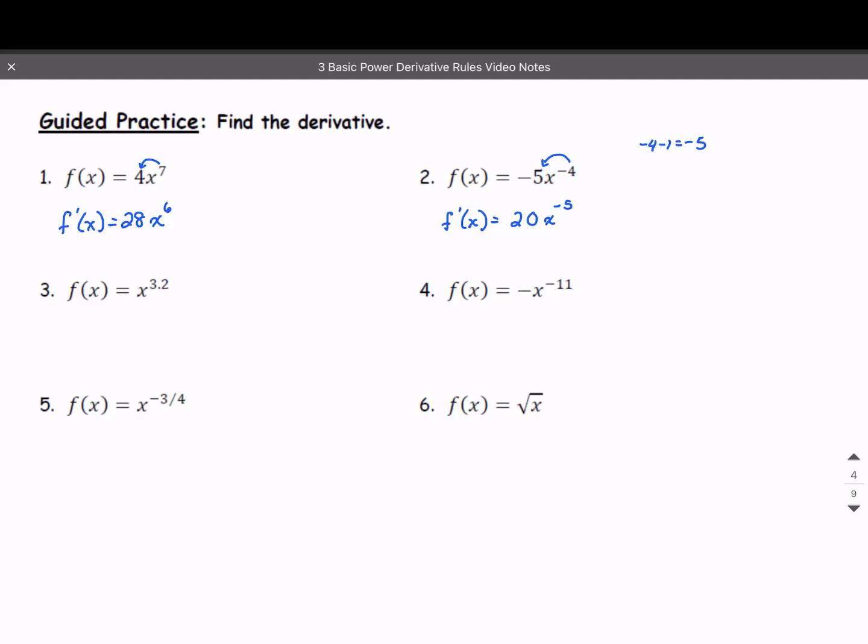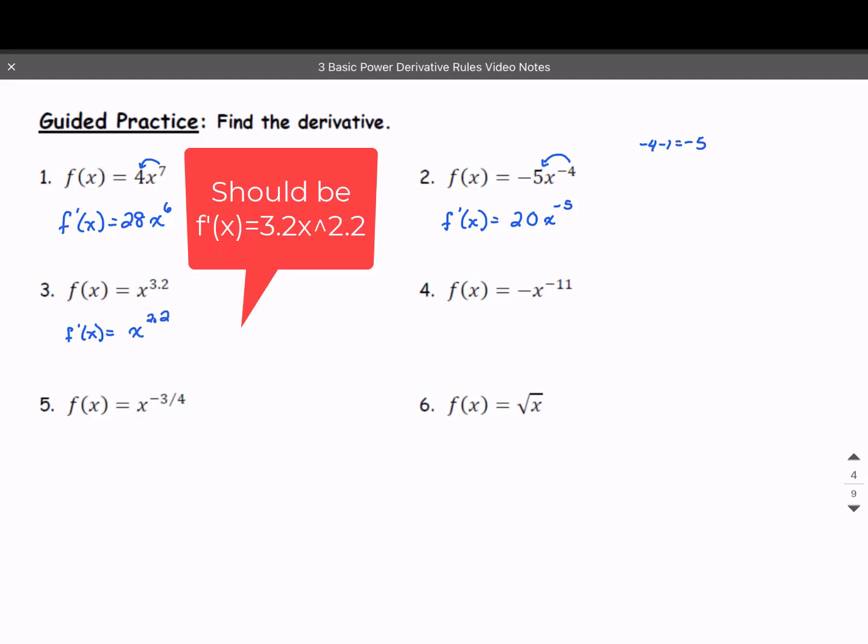If f of x is x to the 3.2, then f prime of x is x raised to the 3.2 minus 1 is 2.2. If f of x is negative x to the negative 11, then the derivative of f of x is negative 11 times negative 1 is positive 11. Keep the x, but negative 11 minus 1 is negative 12. Awesome. All right, what about number 5? f of x is x to the negative 3/4.